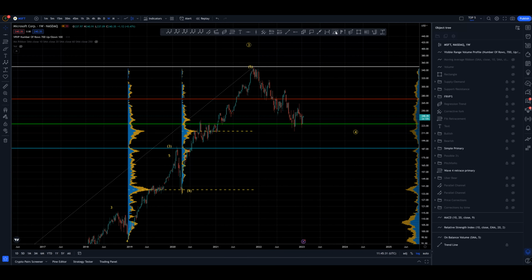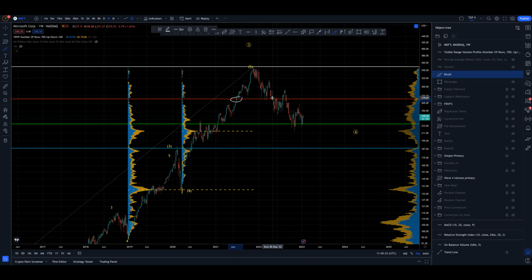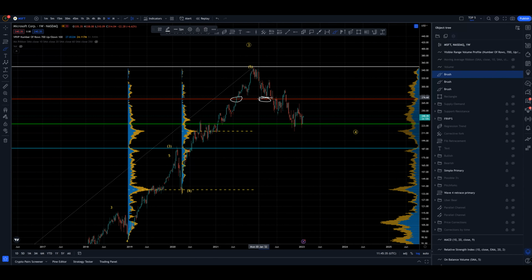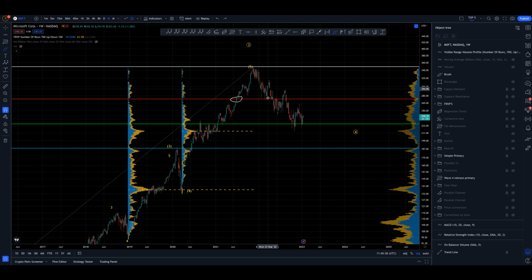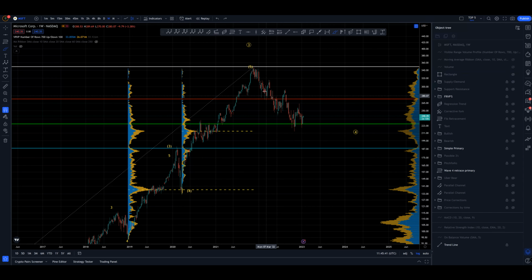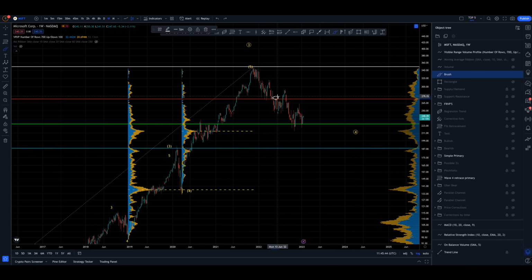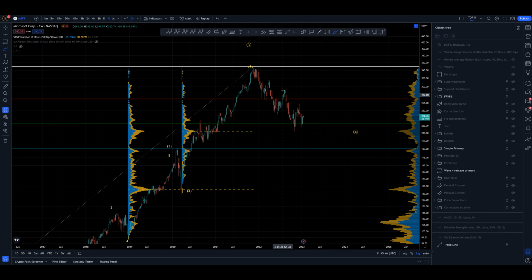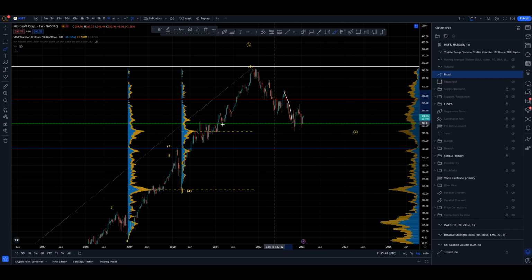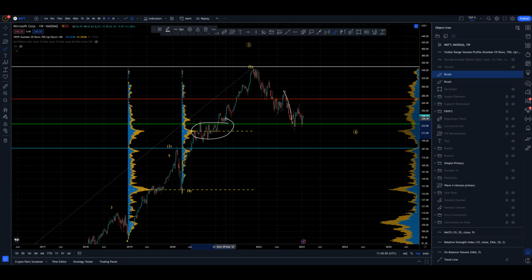We can see how this is a level which has been interacted with. Here's the 23.6. This first operated as resistance, support. The first opportunity for the price to really find some support, it didn't, and it was back tested before being broken, and then we've moved back down to the 38.2 into all of this support I spoke about here.